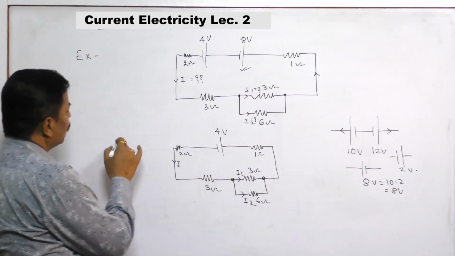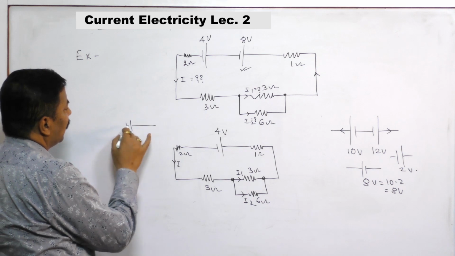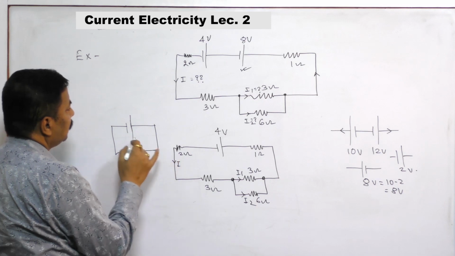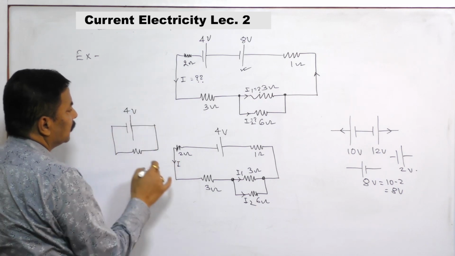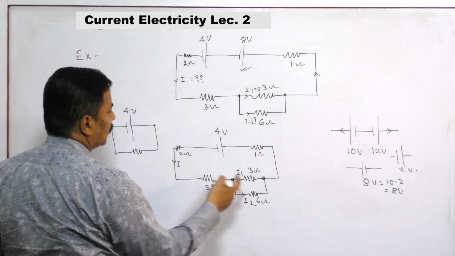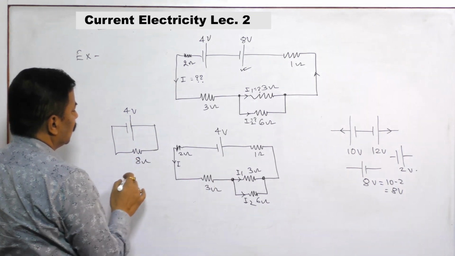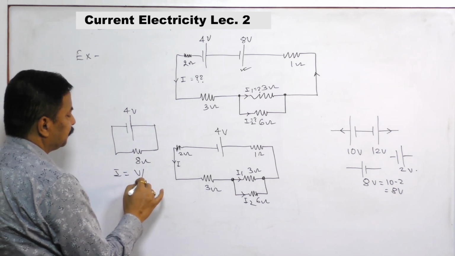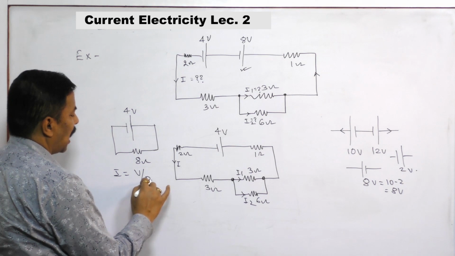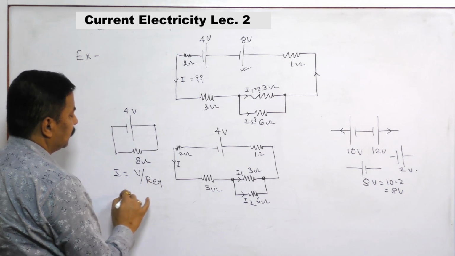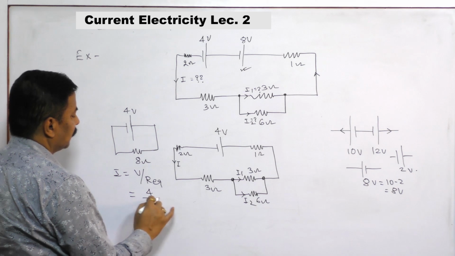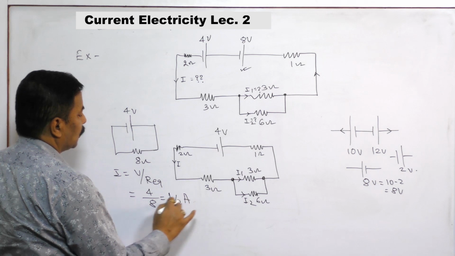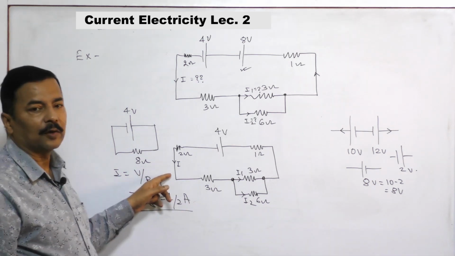So this is the situation: you have a battery of 4 volt and 8 ohm. So what is the current? I is equal to V by R equivalent, so 1 by 2 ampere current is the value of I.